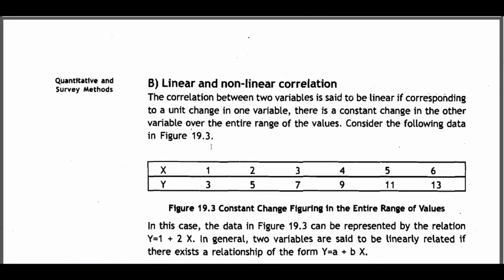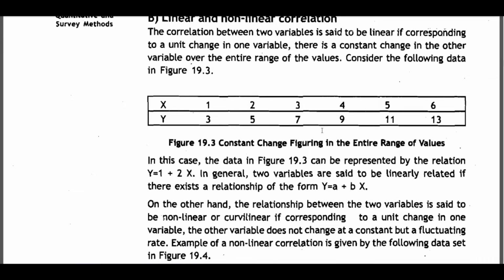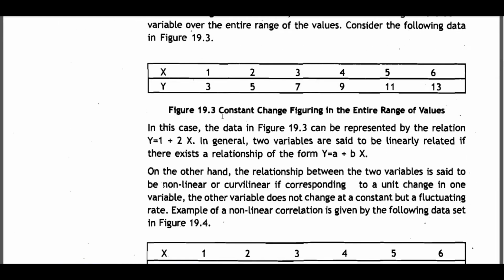So about linear and non-linear correlations: the correlation between two variables is said to be linear if, corresponding to a unit change in one variable, there is a constant change in the other variable over the entire range of values. So consider the following data, x and y, with a constant change throughout the entire range of values. When x increases, y also increases.